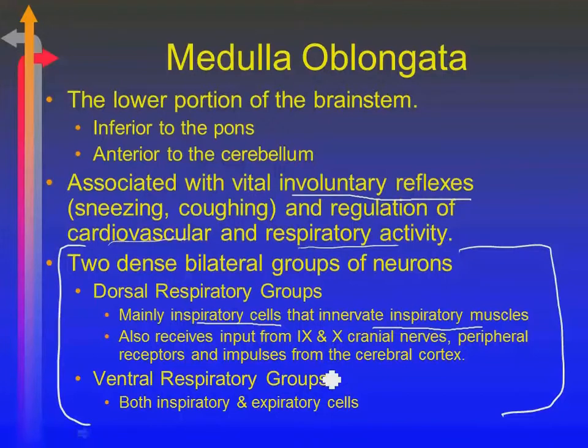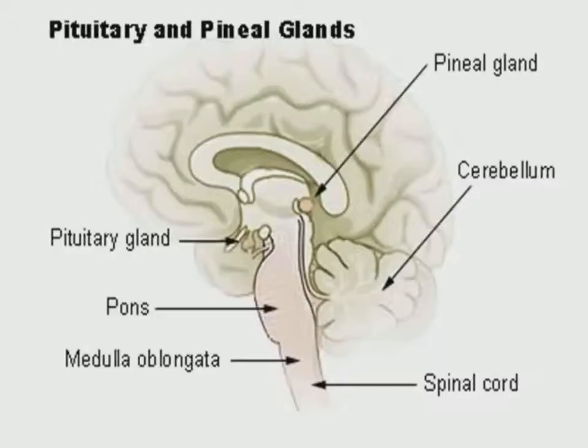They do have some input from other areas, the 9th and 10th cranial nerves. If you remember back, those peripheral chemoreceptors, the ones in the aortic bodies and carotid bodies, send impulses back that can also affect the triggering of a breath. And obviously there could be some input from the cerebral cortex. You can voluntarily trigger that system faster or hold your breath. It doesn't go on forever, obviously, but there is that ability. The ventral respiratory groups are primarily inspiratory and expiratory cells, so they function not only during inspiration, but also during expiration.